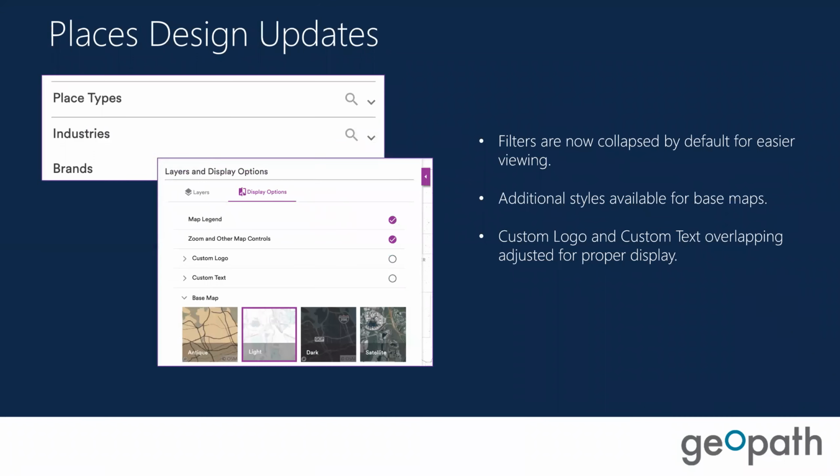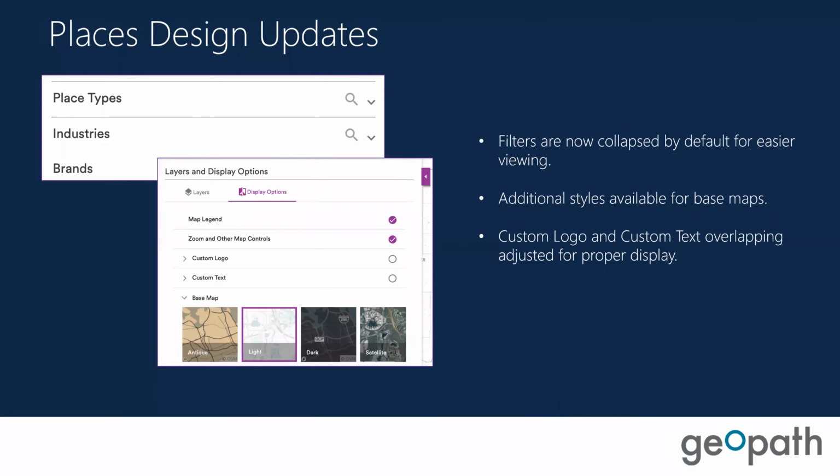Then there are a couple of changes to the Places module, two nice user experience changes. When you first land on the Places module and you've filtered for Starbucks, so to speak, all the filters are now collapsed, so they're not open, which creates a nicer user experience. The place types, industries, and brands are all closed, and you click on the down caret to open them up. That's in the image in the upper left-hand corner of this slide.